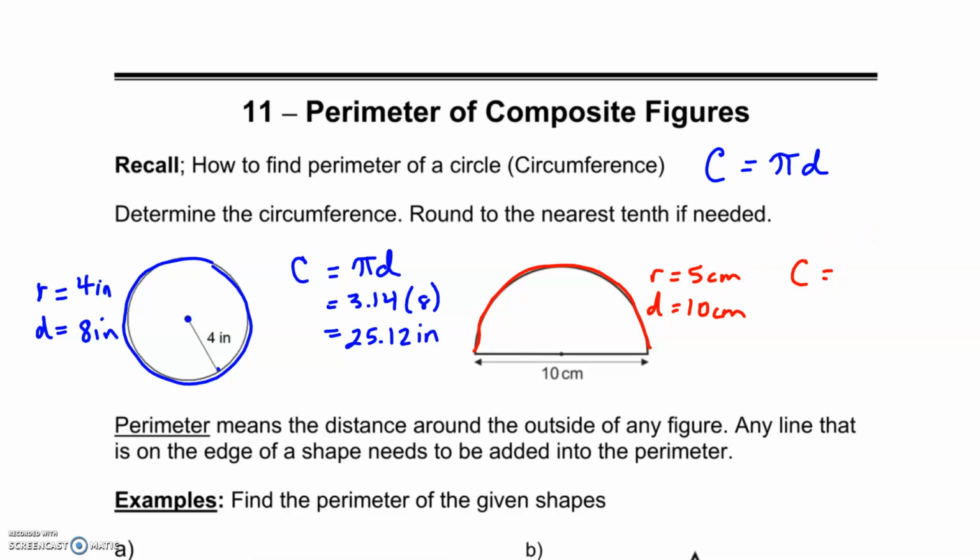The formula for circumference is C equals pi d, and that's the distance all the way around. Since I'm only going halfway, I have to take that formula and divide by 2. So pi is 3.14 times the diameter is 10, and then we'll divide it by 2. So our final answer is 15.7 centimeters.